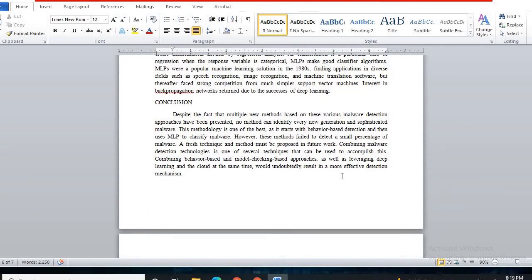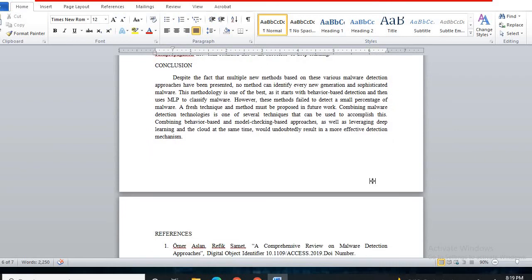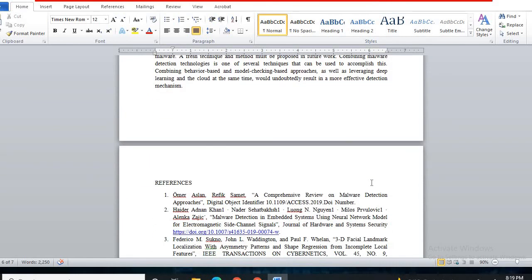I'm concluding by saying that we first give the input, and we find the behavior of the program. After finding the behavior, we classify it as either malware or a benign program. In that way we can detect the programs.